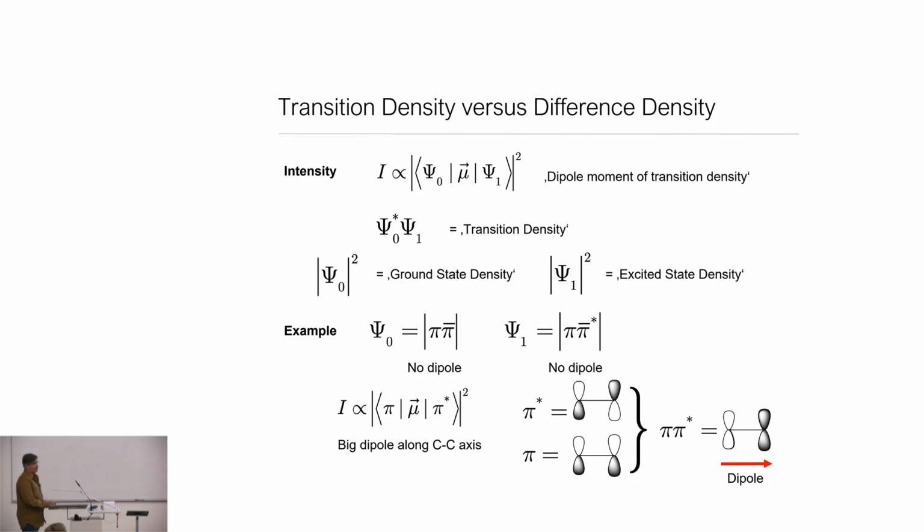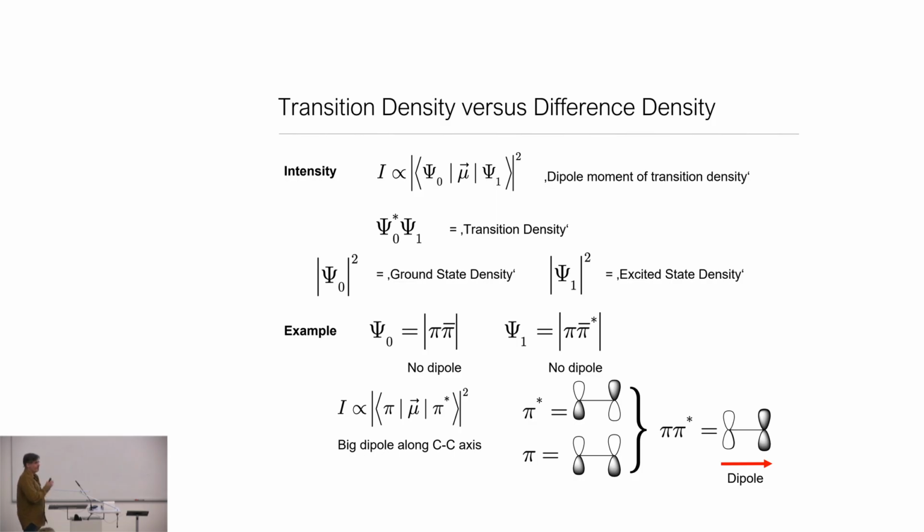And now it's a simple graphical game. That is a pi orbital, that is a pi star orbital. Now we can multiply these two together in order to get the transition density. So let's do that. Minus times minus gives plus, plus times plus gives plus. Minus times plus gives minus, plus times minus gives minus, right? So all of a sudden, this is the transition density, the product of the pi and the pi star orbital, and that obviously has a dipole moment pointing along the CC bond direction, right?